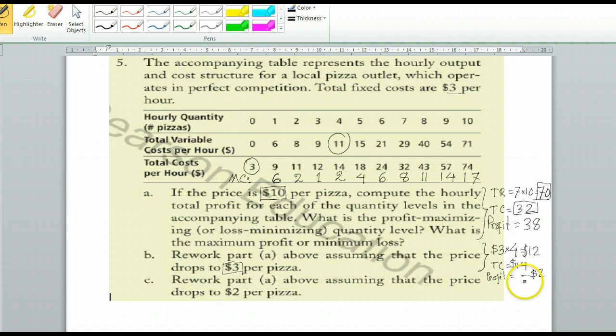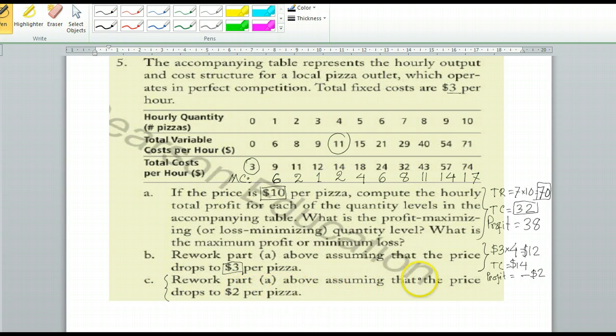But if you do not operate, you're going to lose $3. So the answer to part B is this firm will operate and make a loss of $2 rather than $3 by shutting down. Let's see what part C asks us.